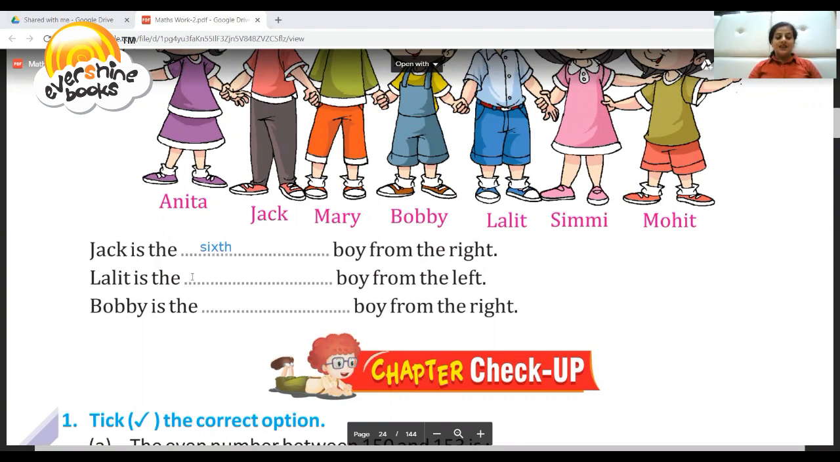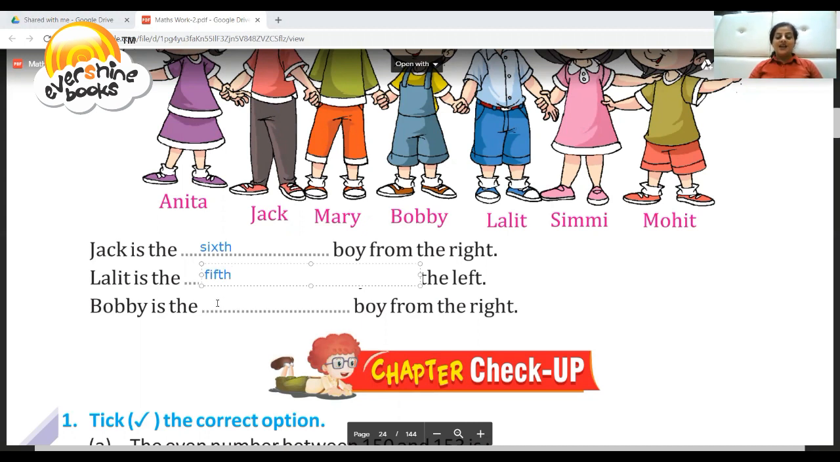Next is Lalit is the dash boy from the left. Lalit is there, and from left we are supposed to tell his position. 1, 2, 3, 4, 5. 5 is a cardinal number, but if we are talking about ordinal number, that is the position, we are going to write here fifth. Yes, fifth, from the left.